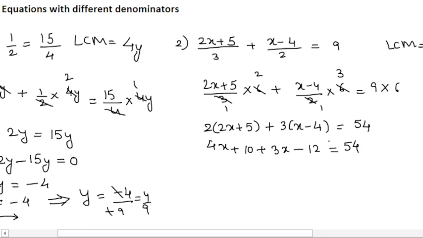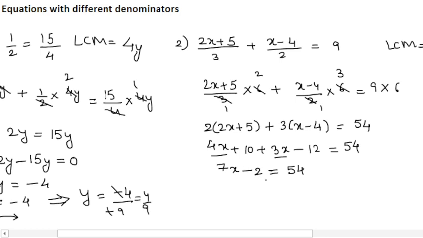In the next step, we need to collect like terms. So my like terms are basically the terms that have variables, these two. So positive 4x and positive 3x. Same signs, they lead to addition. I get 4x plus 3x, that is 7x. 10 minus 12, again 10 and negative 12, they have opposite signs. Subtraction happens, so 12 minus 10 is 2. But the greater number is 12 and its sign is negative. So we have to put a negative sign in front of it, negative 2, equal to 54.